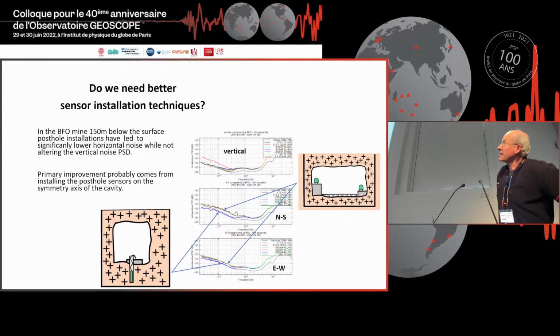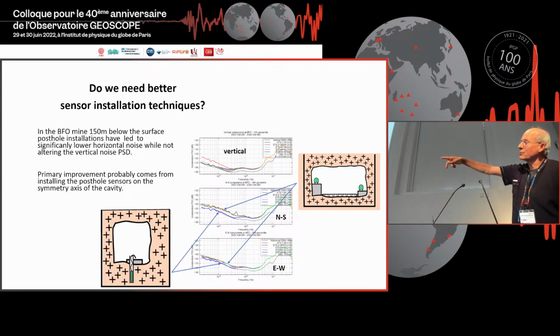Then, do we need better insulation techniques? And this is an experiment we did at BFO with lots of support from Albuquerque, from Adam Ringler, who came with a technician. And he helped us drill a 1.60 meter deep hole, deep in the mine, 150 meters below the surface. This is the lower left sketch, where we have installed a post hole.